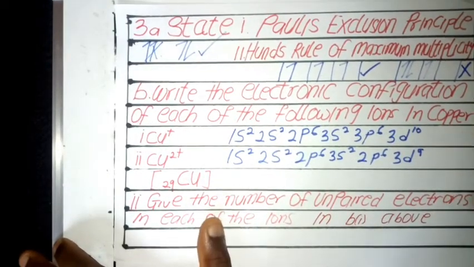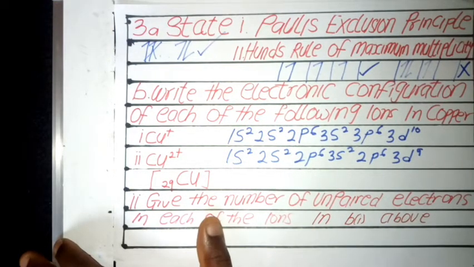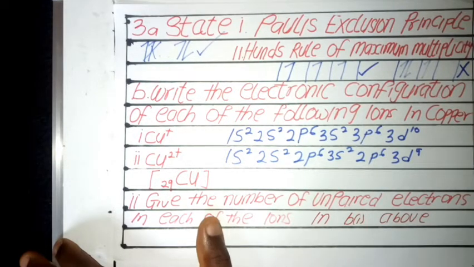So the next question: give the number of unpaired electrons in each of the ions in B1. The d orbital has 5 orbitals, 1, 2, 3, 4, 5. Each of them carries 2. That is 10. So this is full. It has no unpaired electron, or it has 0 unpaired electrons.